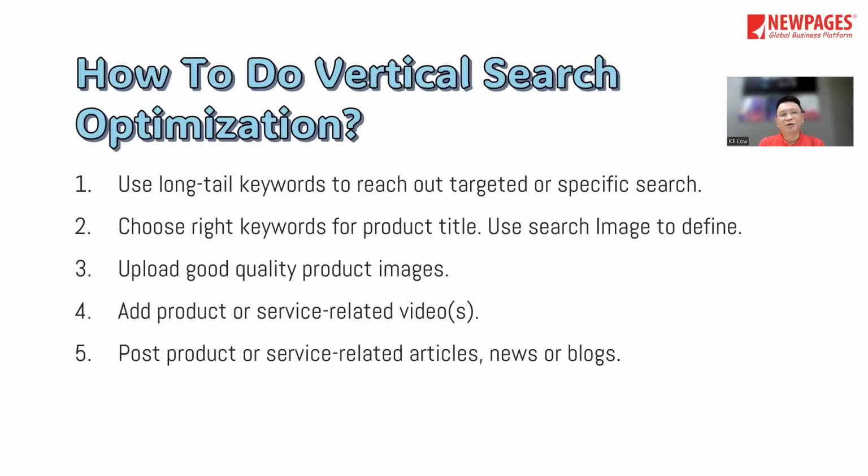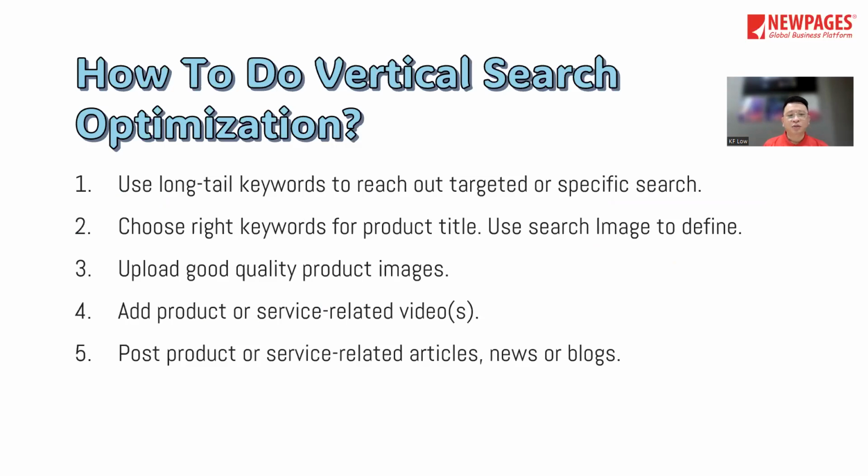So this is how you can actually do vertical search optimization. First of all, for you to optimize your page, you can use long tail keywords. You add more keywords to make it long tail so that you can reach targeted or specific searches. The second one is you need to choose the right keywords for the product title. Use search image to define. What do I mean by that? Later, I'll do a demonstration for you.